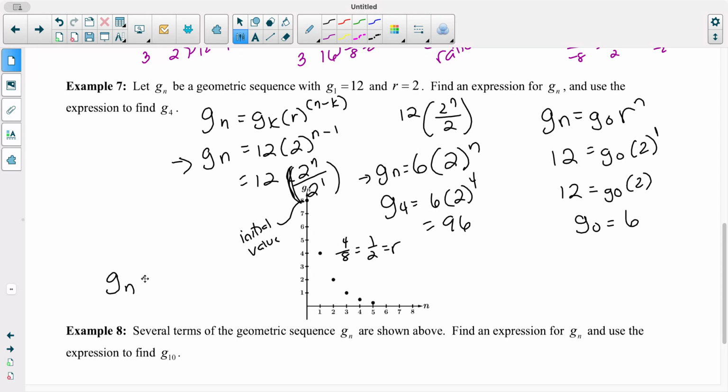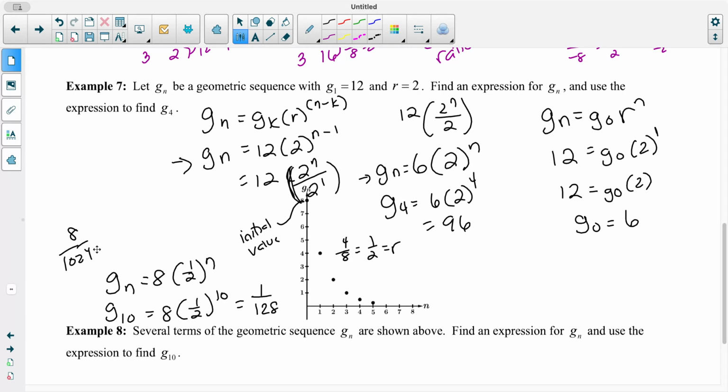G of n, initial value is 8. Common ratio is a half, raised to the n power. If I want the 10th term, just substitute it in. 1/2 to the 10th power. That's 1,024. Lord have mercy, 8 on top. Use a calculator. I know it's going to reduce down to 1 over 128. So 8 over 1024 is what it should end up being before it reduces.